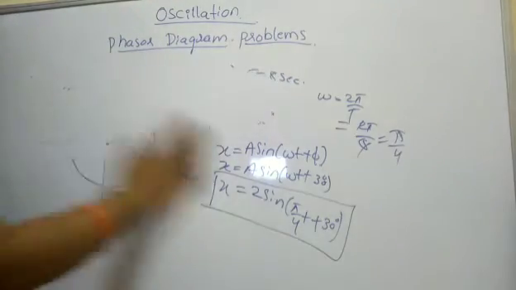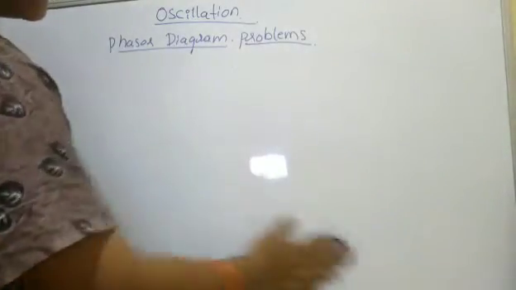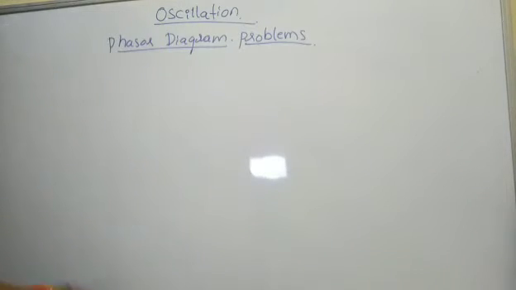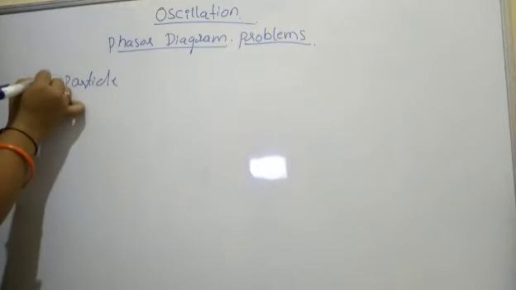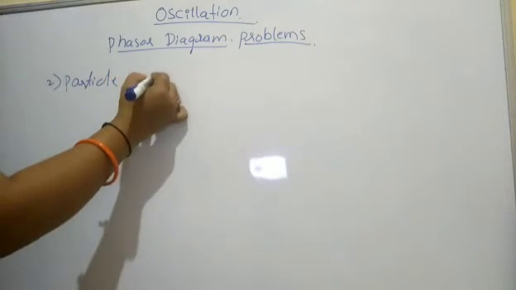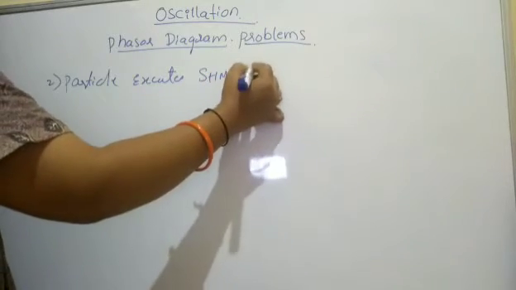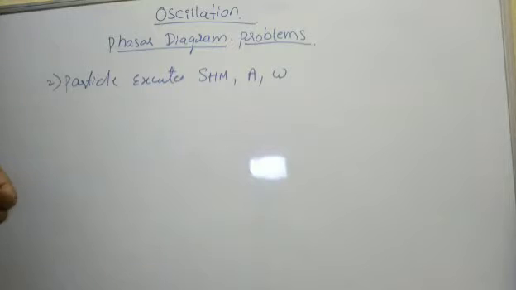Now let us move on to the next problem, where we need to find the equation of a particle for simple harmonic motion, when the particle is executing simple harmonic motion, where A is the amplitude and omega is the angular frequency here, right?